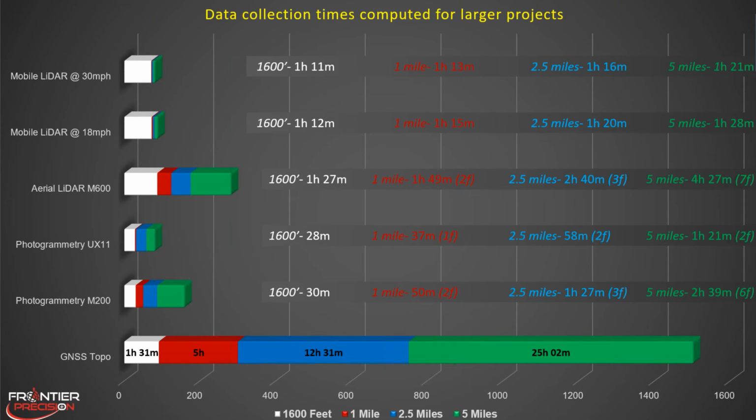There's a lot going on here, but the information in white is what it took us at 1,600 feet. The information in red is the time to do a mile.